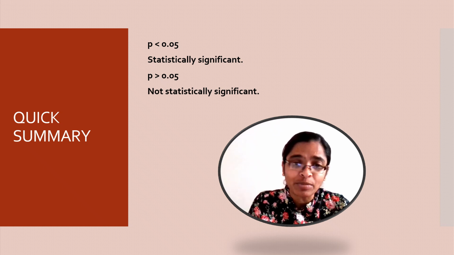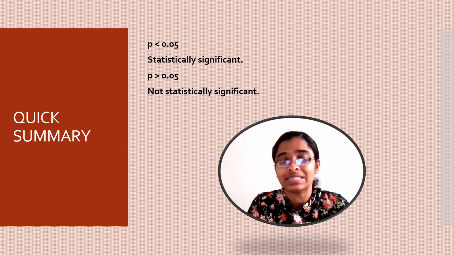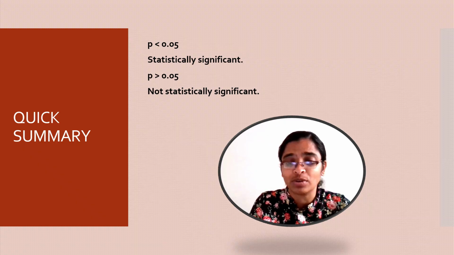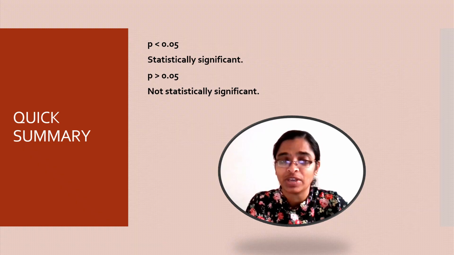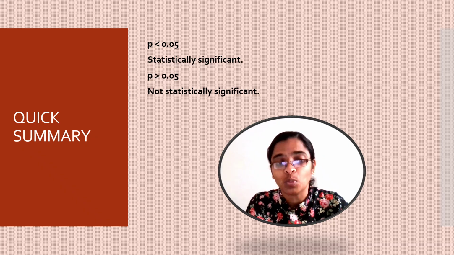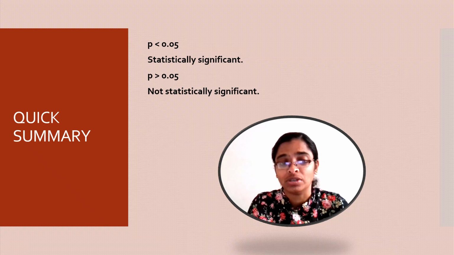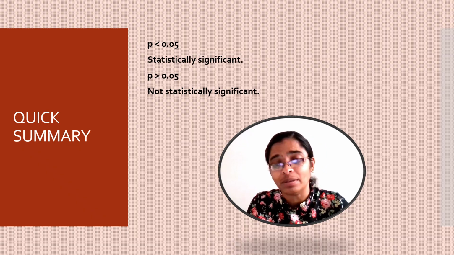So let's summarize this. P less than 0.05 means the study results are statistically significant. If p is more than 0.05, that means the results are not statistically significant. P-values assess compatibility with the null hypothesis. They do not measure the truth. They do not measure importance. They do not measure clinical benefit.